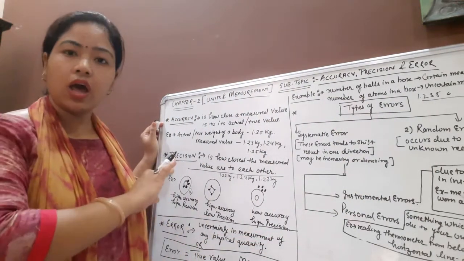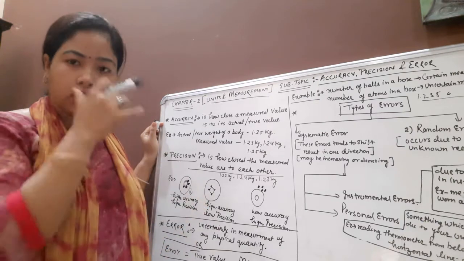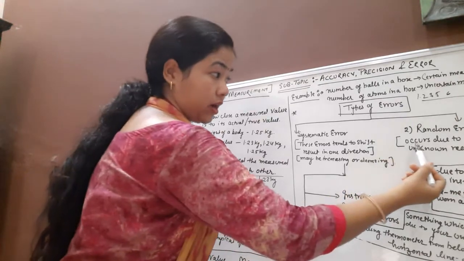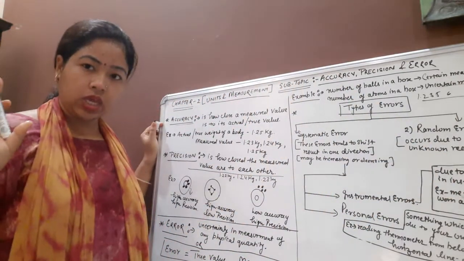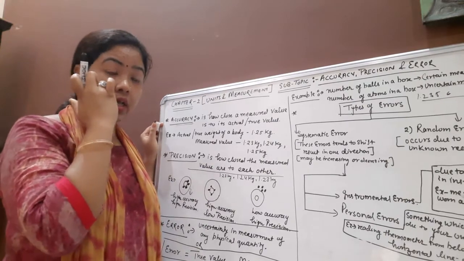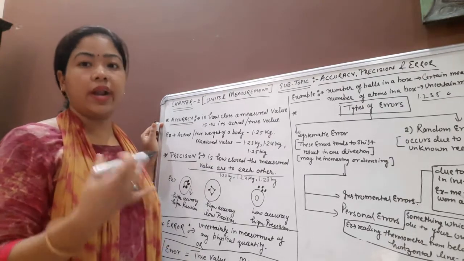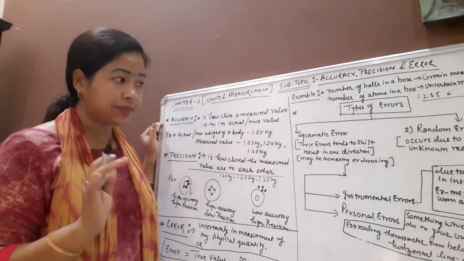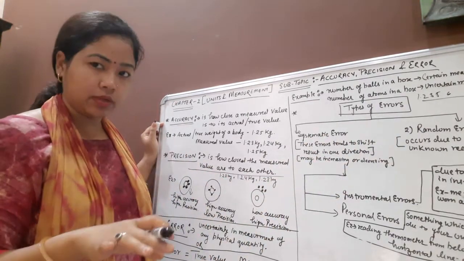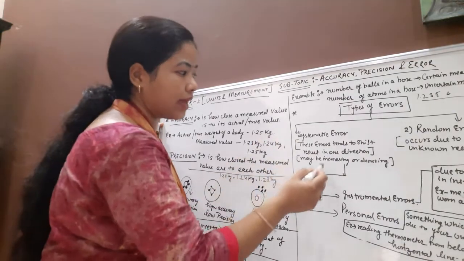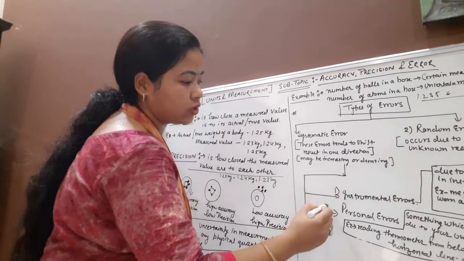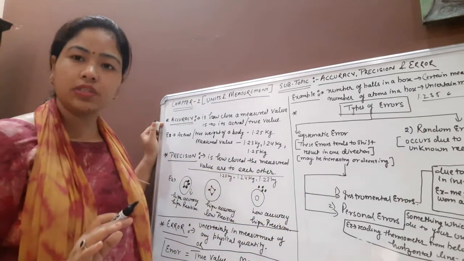Now the second thing is the random error. There is no known reason for random errors. Random error occurs due to unknown reasons. If we do not know any particular reason for the error, then that is in the category of random error, right? Now these are the standard two types of error. Now we have some more types of the systematic error. In the systematic error, first we have instrumental error and second we have personal errors.